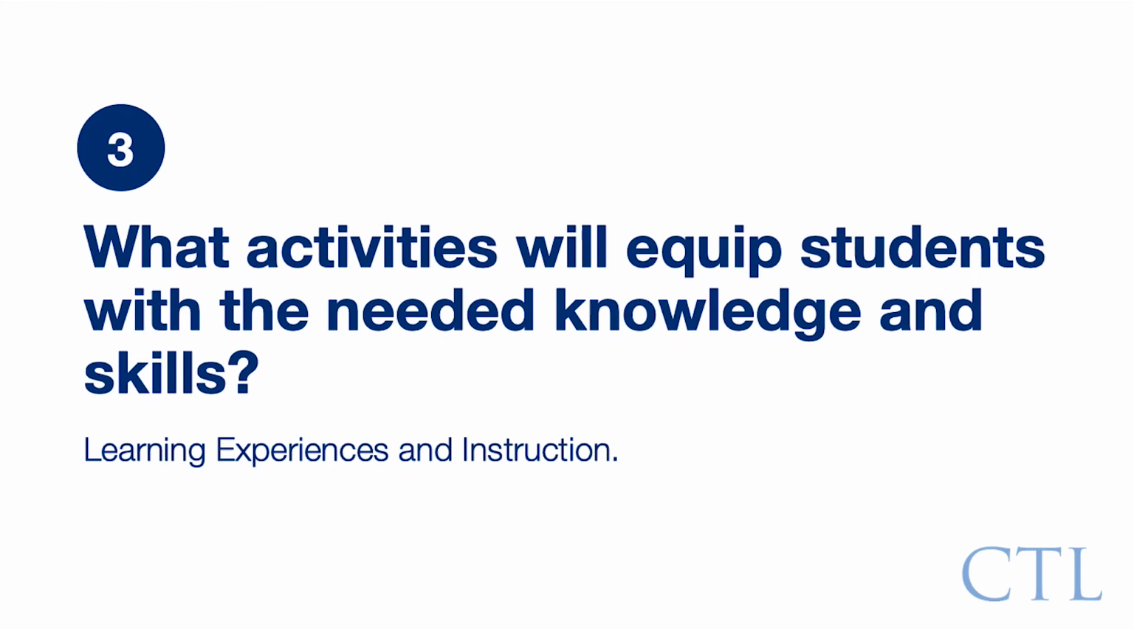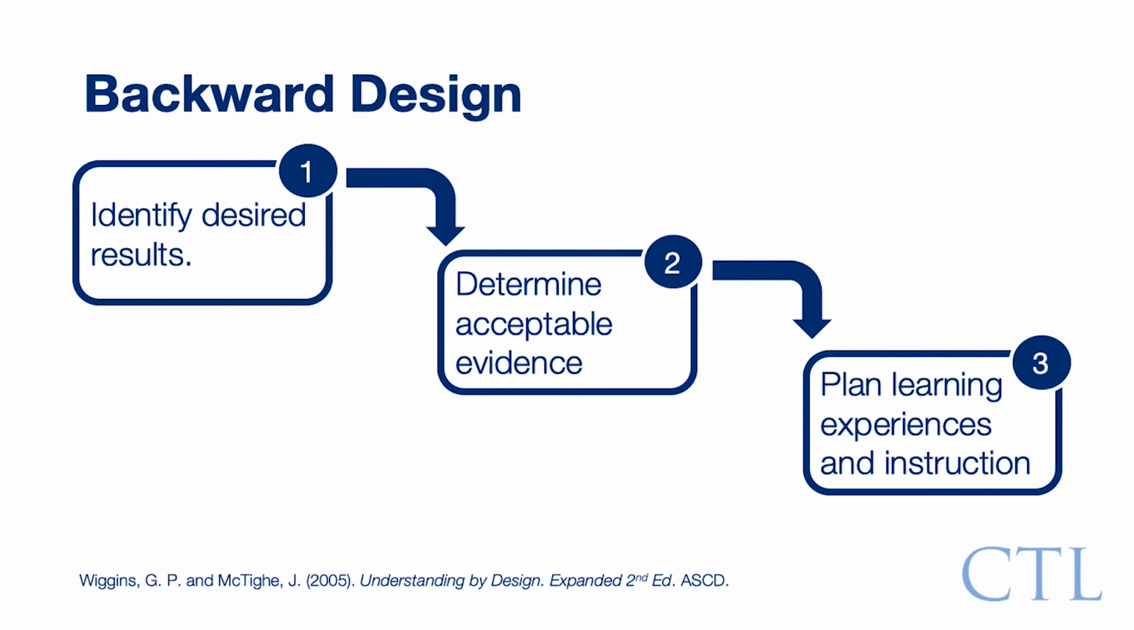Questions to guide Stage 3 include, what enabling knowledge, facts, concepts, principles, and skills will students need in order to perform effectively and achieve desired results? What activities will equip students with the needed knowledge and skills? What will need to be taught, and how should it best be taught given the learning objectives? What materials and resources are best suited to accomplish these goals? These are the three stages of backward design.